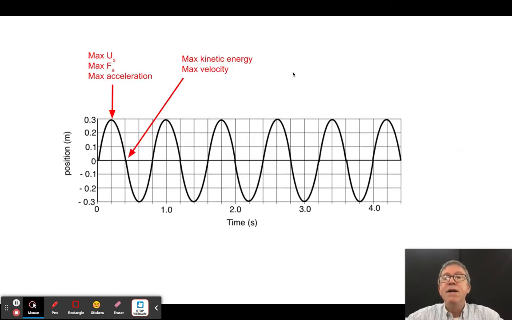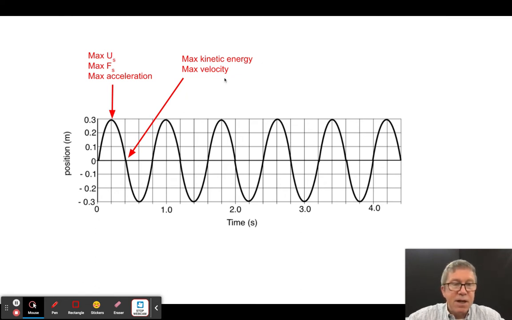So to reiterate, at maximum displacement, what we've got is our maximum potential energy, be it US or UG, our maximum force, whether it's force S or force G, maximum acceleration. All of these are at a maximum here, and therefore the velocity is 0, so kinetic energy is 0. As it passes through equilibrium, the opposite is true. It has its maximum amount of kinetic energy, which will be equal to whatever the potential energy was here.